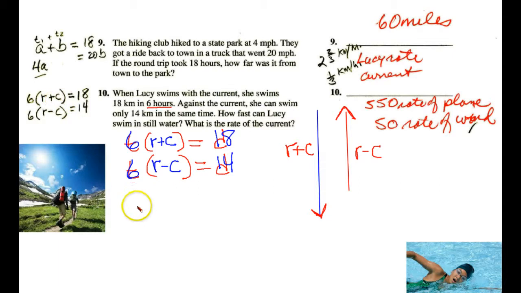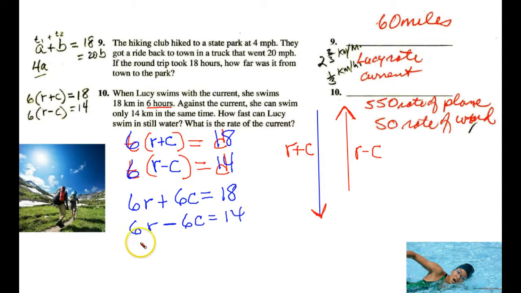So what do you do with them? Well, you have to clear parentheses, so we get 6R plus 6C equals 18, and 6R minus 6C equals 14. So we're going to use the technique of elimination. Here we get 12R equals 32.